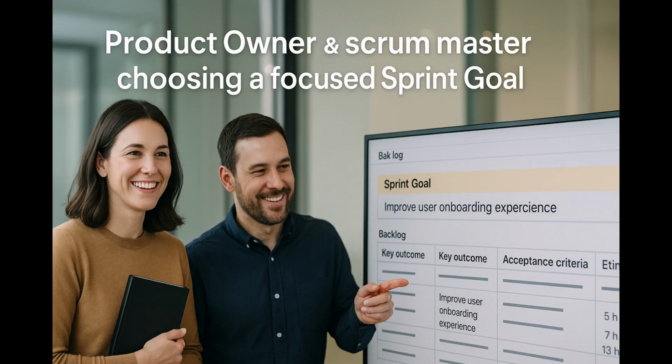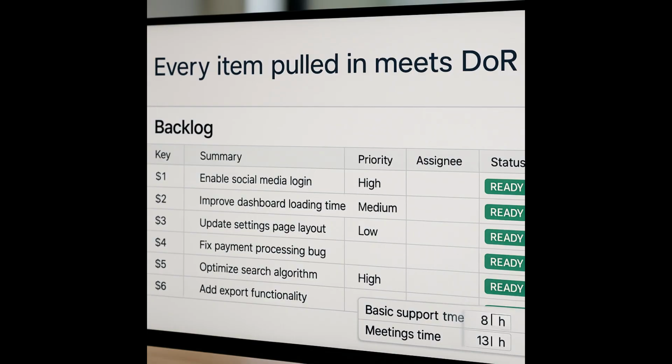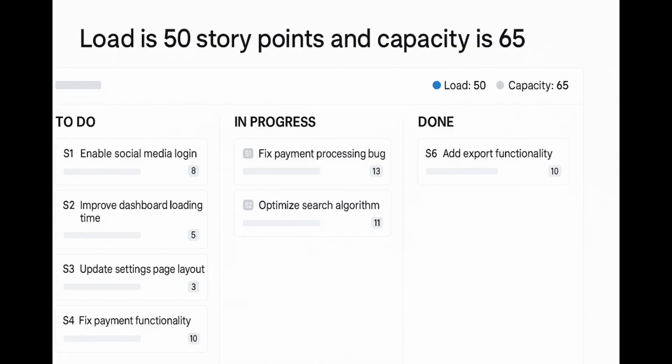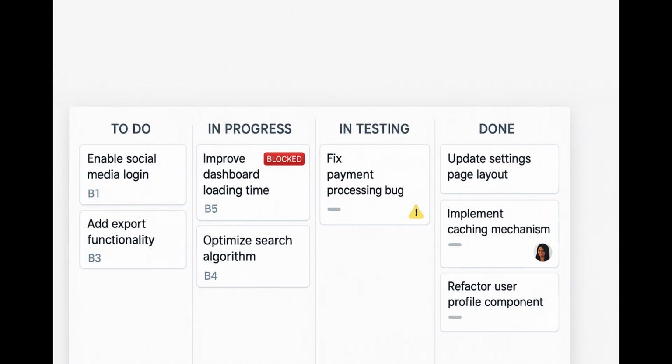Together with the team, you check that every item pulled in meets DOR, that definition of done is clear for the sprint, and that the sprint is fairly loaded instead of overloaded. Then, in Jira or Azure DevOps, you set up the sprint, pull in the selected items, and start the sprint in the system so the team has a clean, visible sprint backlog and board to work from.